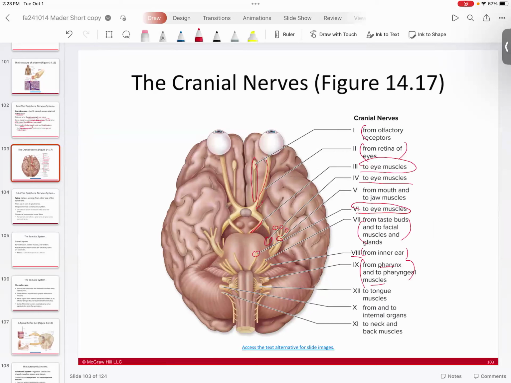10, which is this guy right here. So this is your vagus nerve. This controls your visceral organs. 11 is basically going to the neck and the back muscles. So that's called an accessory one. And then the tongue muscles, which is basically going to be another group of nerves going to the tongue muscles. So you have different regions of your tongue that are being controlled by cranial nerves.